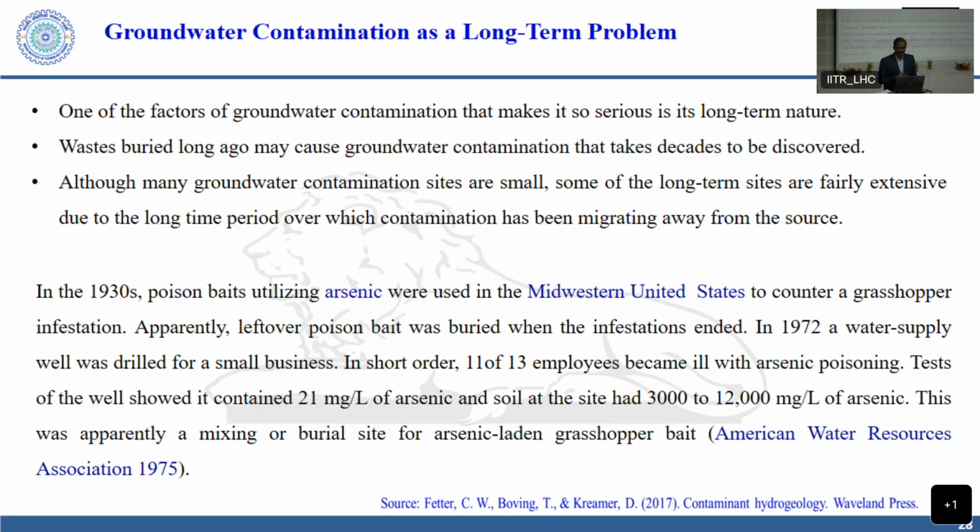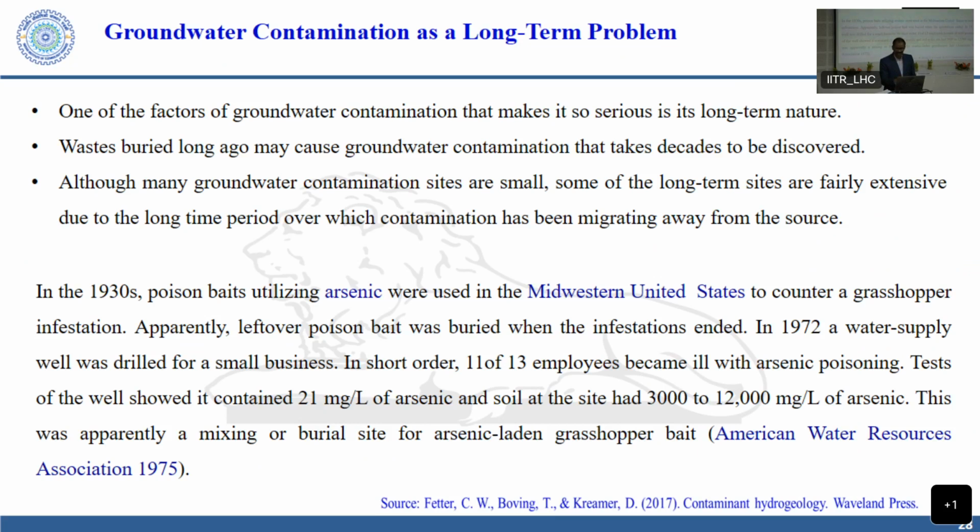Although many groundwater contamination sites are small, some of the long-term sites are fairly extensive due to the long time period over which the contamination has been migrating away from the source. One example I have taken from the book: in the 1930s, poison baits utilizing arsenic were used in the mid-eastern United States to counter a grasshopper infestation, and apparently they were left buried when the infestation ended. So they put it inside the land.